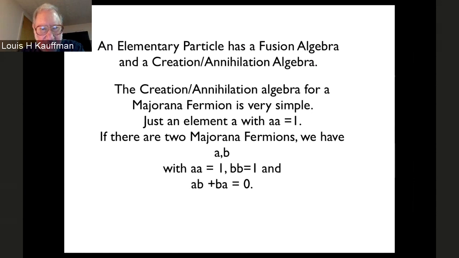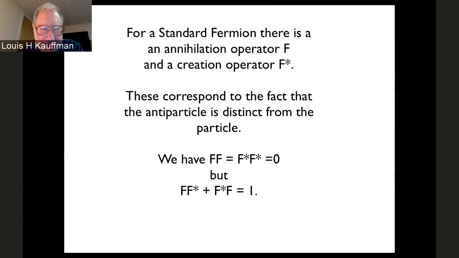When you talk about ordinary fermions, they have creation and annihilation operators. And you may vaguely remember such things from a physics course, or you may be intimately familiar with it. I don't know. But let's just write down what the rules are here. The rules for fermions are that the product of the creation operator with itself or the annihilation operator with itself is equal to 0. That's like the Pauli exclusion principle, saying that two fermions can't be in the same place. But then there's an anti-commutator, the sum of FF star and F star F equal to 1.